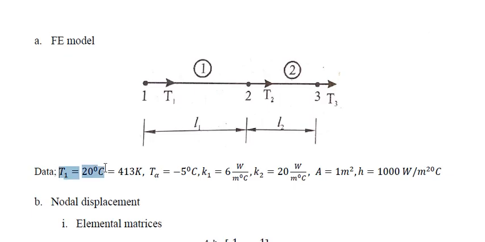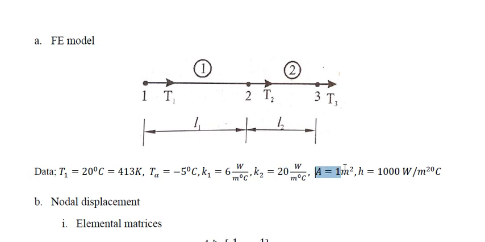So T1 is 20 degrees centigrade. No need to convert into Kelvin, because the surrounding temperature is minus 5 degrees centigrade. The conductivity of the first material is 6 watt per meter degree centigrade. We will keep it as it is. The conductivity of the second material is 20 watt per meter degree centigrade. We will keep it as it is.